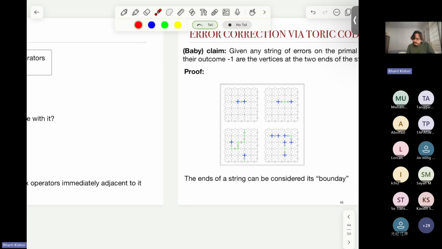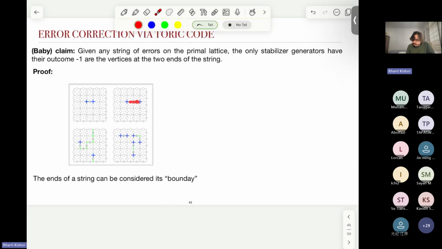Now let's say instead of one qubit, you have two qubits, a string of errors. Then again you just look at the operators at the boundary, and that tells you what error has occurred. In fact you can have an error like a string, Z Z Z Z Z, and you can detect it via those vertex generators which are at the boundary of the string.